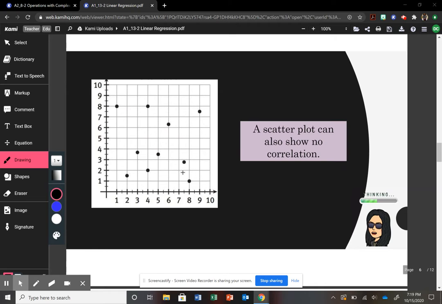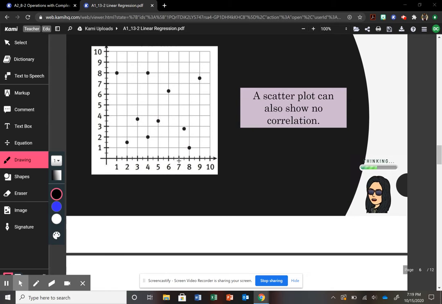Okay, and a scatter plot can also show no correlation. So we look at this and there's no kind of pattern, there's no line I can see. So this one I would say has no correlation.